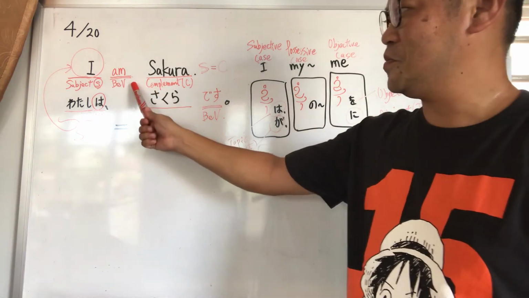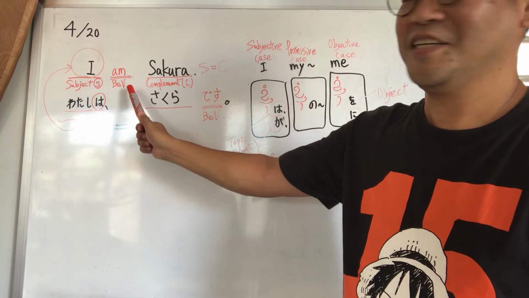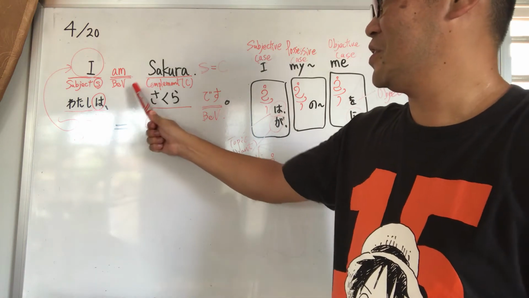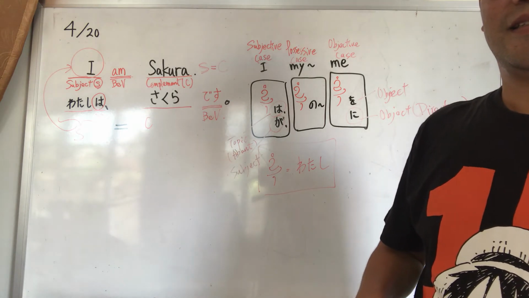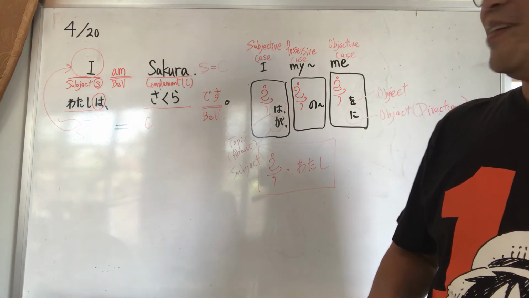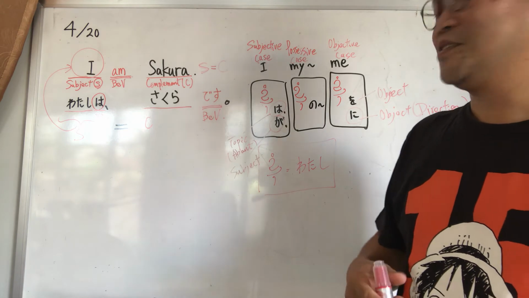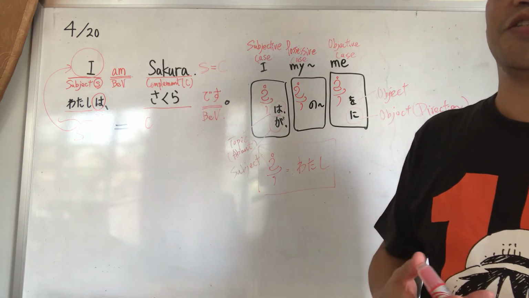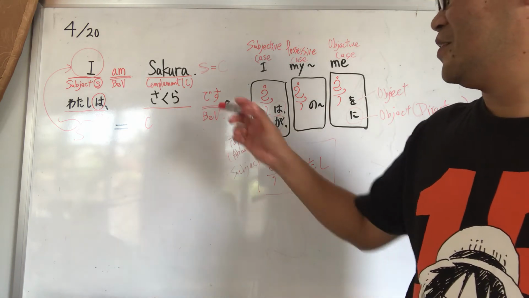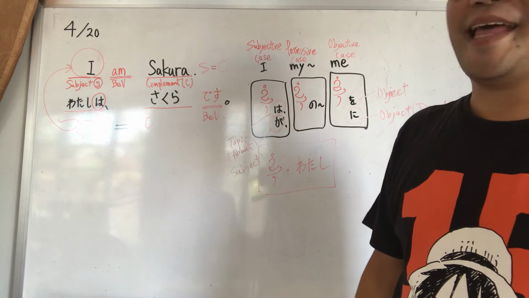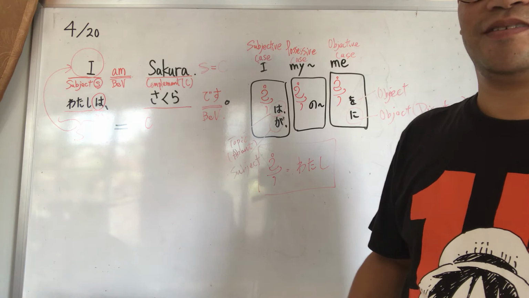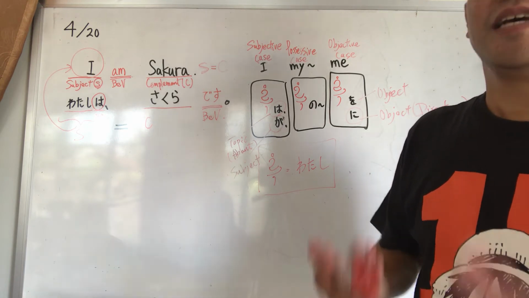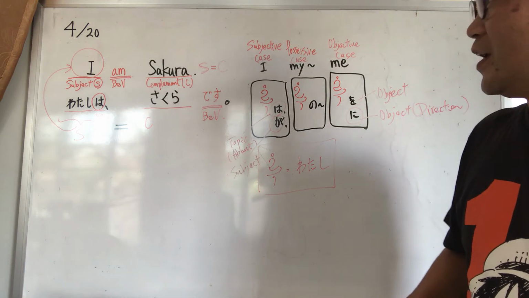Don't forget, almost everyone forgets to translate the verb, because all verbs must be translated at the last place. Don't forget to make the pronunciation clearer. Someone says "watashi wa Sakura de". Not "de", "desu". Please pronounce clearly. Desu. Okay.